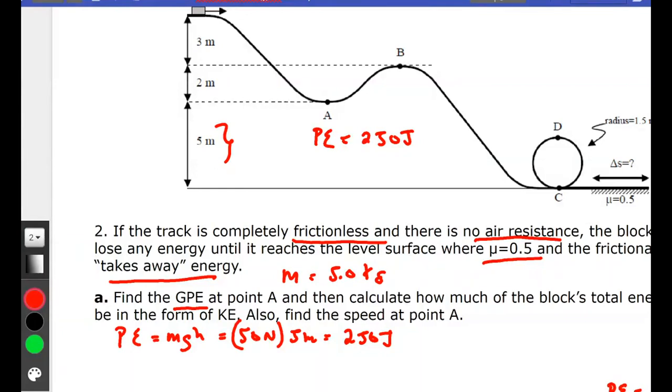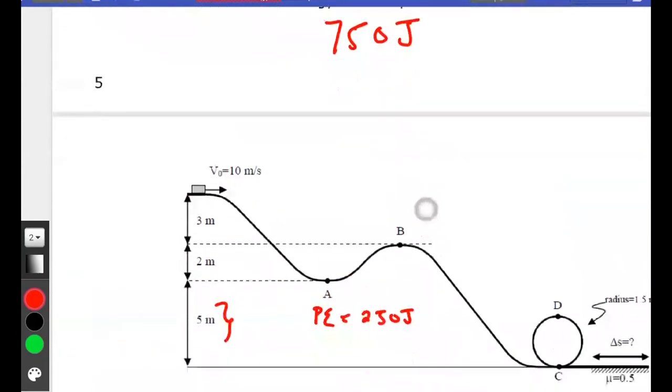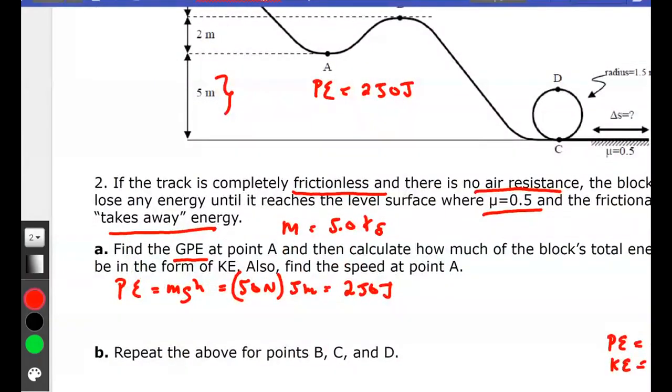Alrighty. Okay. And then calculate the block's total energy. Then calculate how much of the block's total energy must be in the form of KE. Well, we found the total energy is 750. So if it's got that much PE, this is a little sloppy. Let me make it better.